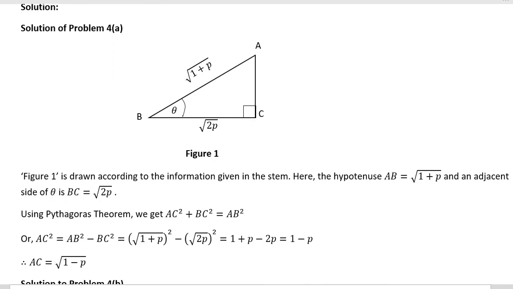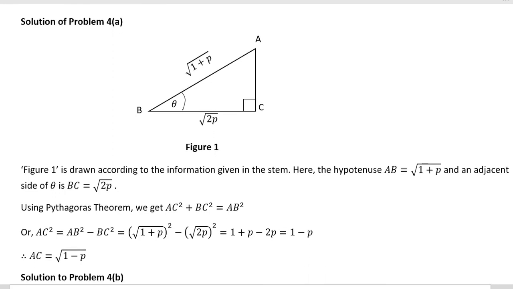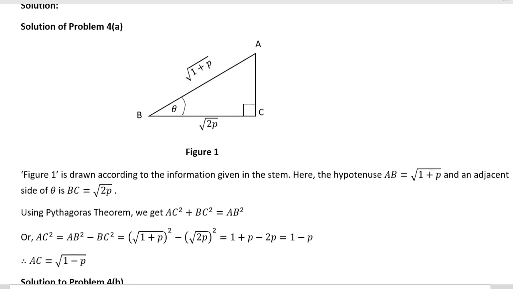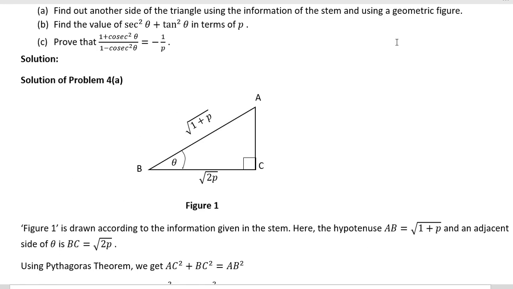Now we are going to solve problem number 4b. In problem 4b, we have seen that we are asked to find the value of sec square theta plus tan square theta in terms of p. So we have to express this equation in terms of p. So p is involved with the sides, so we have to express sec theta in terms of the sides and tan theta in terms of the sides.